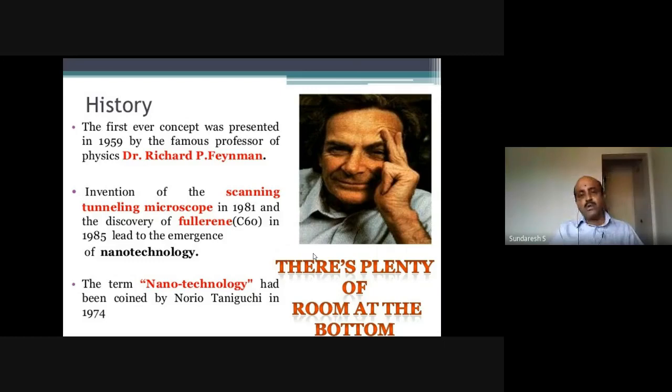So the basis for nanotechnology is two inventions. One is the scanning tunneling microscope, in 1981, and the second is the discovery of fullerene, a chemical compound, in 1985. These two led to the emergence of nanotechnology. The term nanotechnology had been coined by Norio Taniguchi in 1974. In 1974 itself it was given the name nanotechnology, but the full concept of nanotechnology was developed only after 1985. Okay? So this is the basic history.